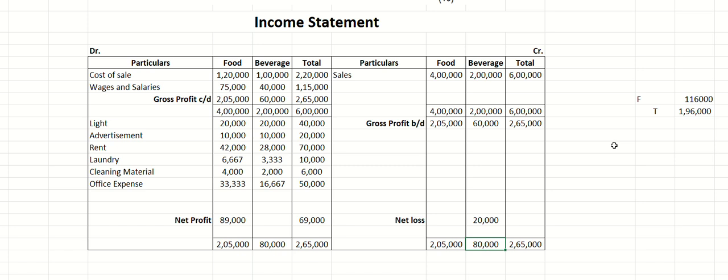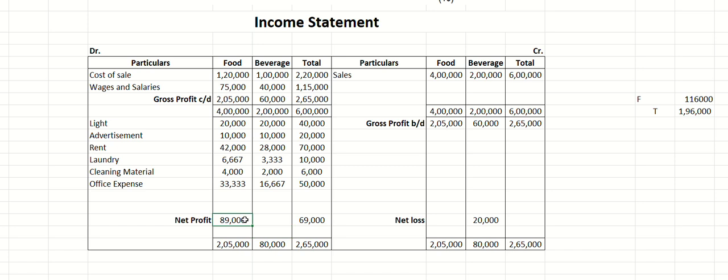See, how can you interpret this? If we haven't taken separately the foods and beverage department, what would be the result? Just think. We will only have this amount column. The interpretation will be yes, the business had made a profit of 69,000. But understand, what was the real profit to be made if the beverage department was not there? We must have made a profit of 89,000.